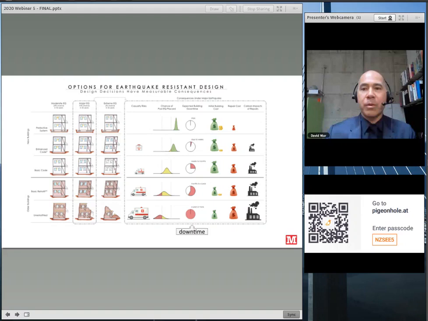The next issue is the repair clock, downtime. And this goes from days to weeks to months to over a year. If you own a business or run a manufacturing facility, this is critical information so a stakeholder can know what they're getting with their building.